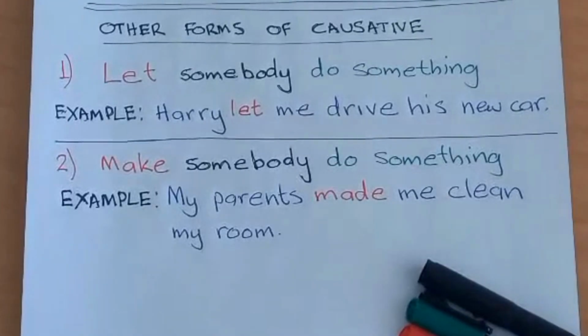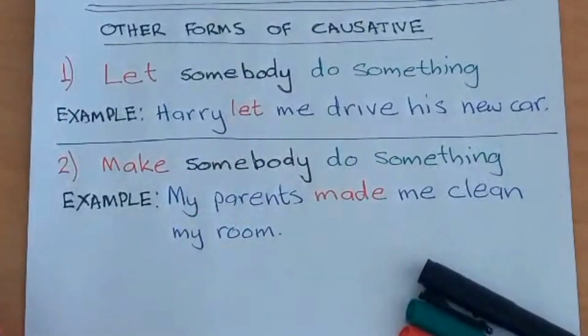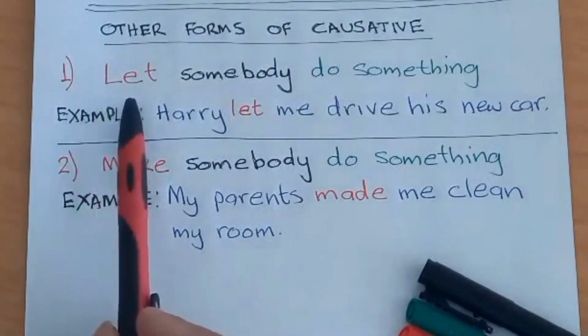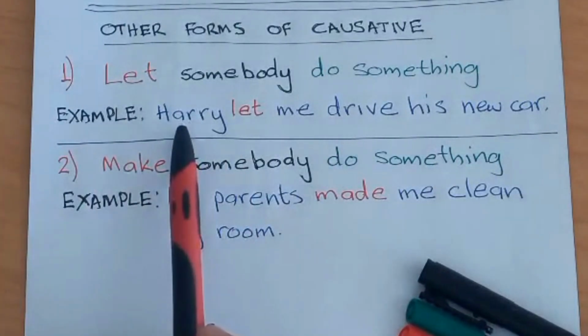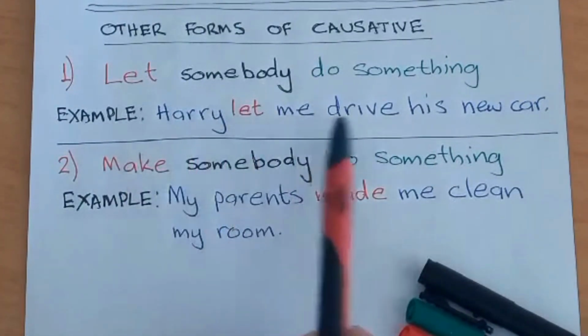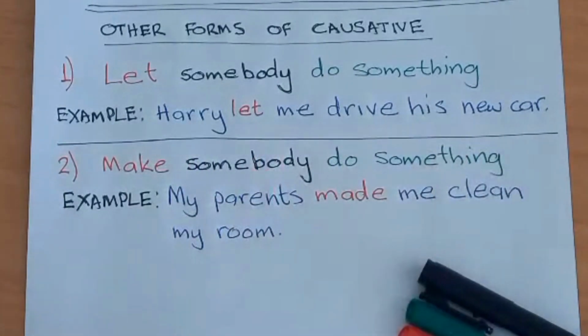Now, some other forms of the causative are with the verbs that I mentioned before. So there's let somebody do something. Let's look at an example. Harry let me drive his car, his new car. So it's when somebody allows you to do something.